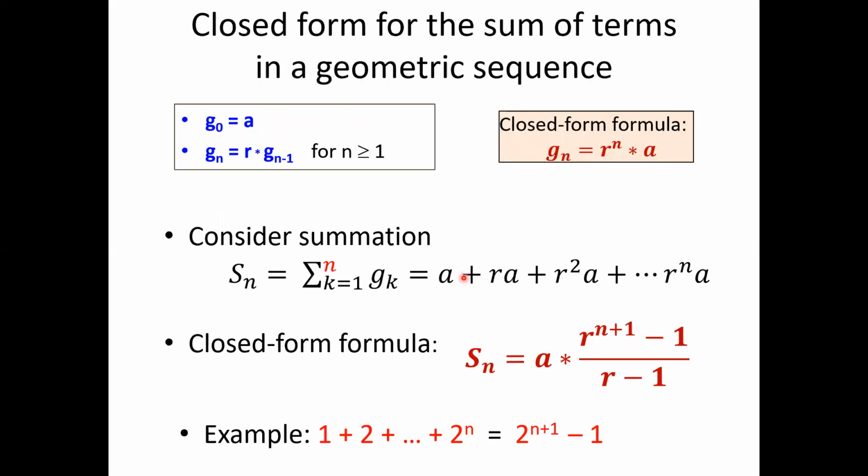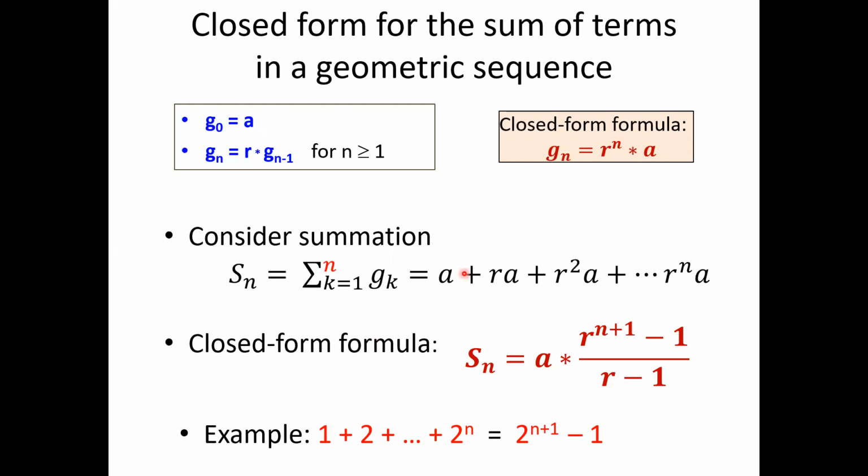Here is another one, a geometric sequence, right? It's the recurrence relation for a geometric sequence like this. The closed formula is like that, and now we can ask, okay, I want to sum over a geometric sequence. I want to sum over its first n terms. What are the first n terms of this geometric sequence? It's a, the next one is ra, the next one is r squared a, etc. So it's a times 1 plus r plus r squared up to r to the n.